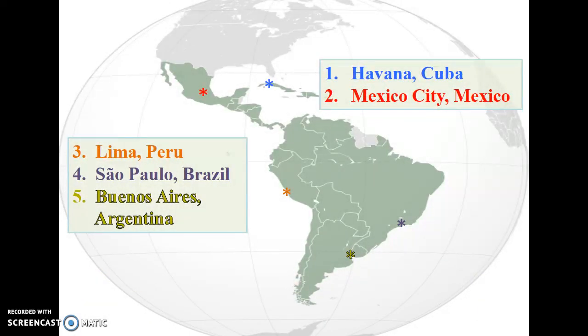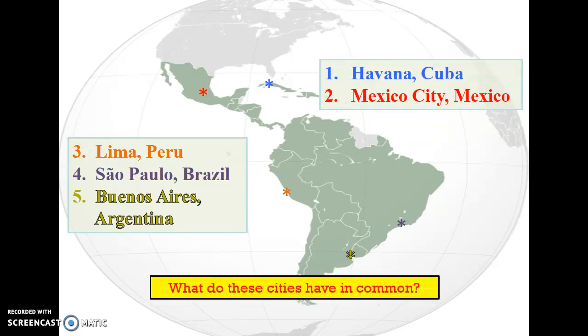Major cities were established as outposts of colonial authority, and you might want to pause here and label these on your map. You will have to know where these cities are located, so please take a minute to do that now. And what do these cities have in common, location-wise?